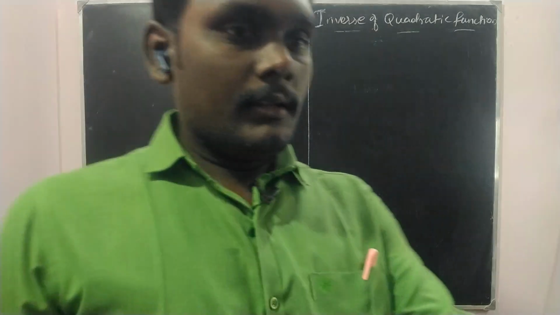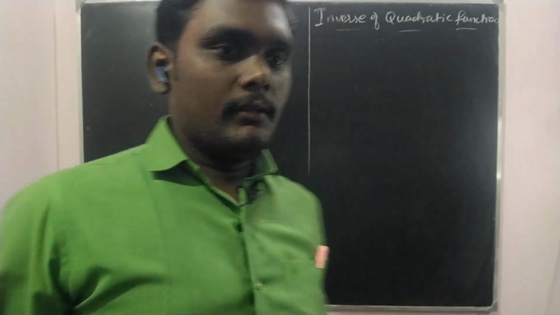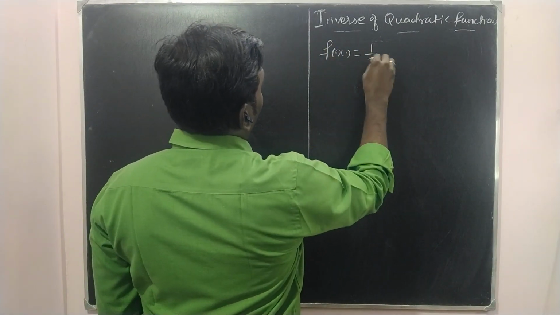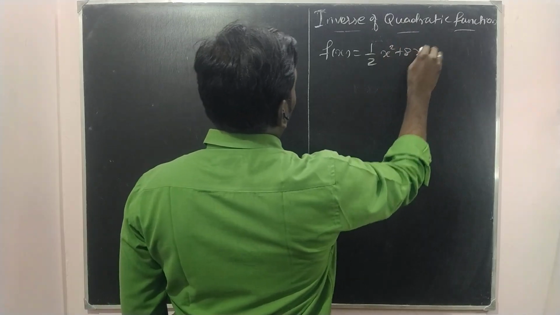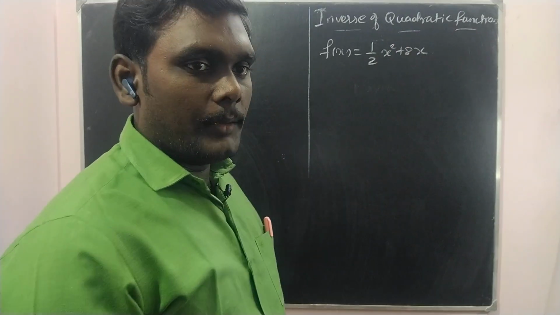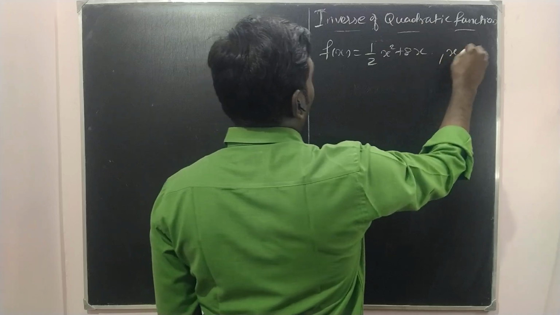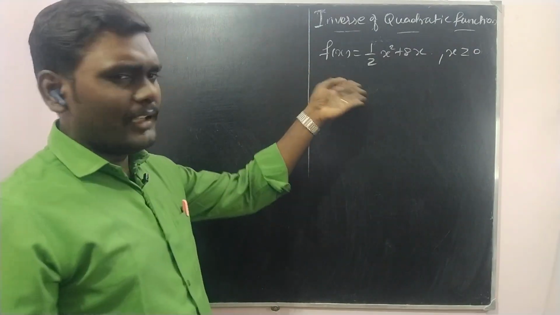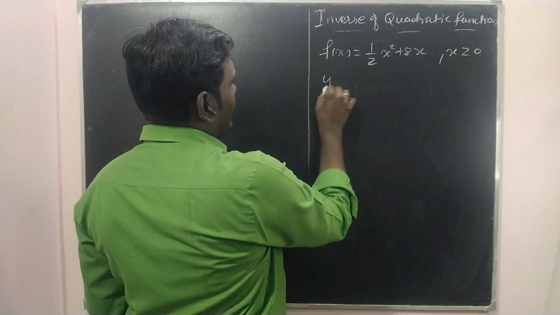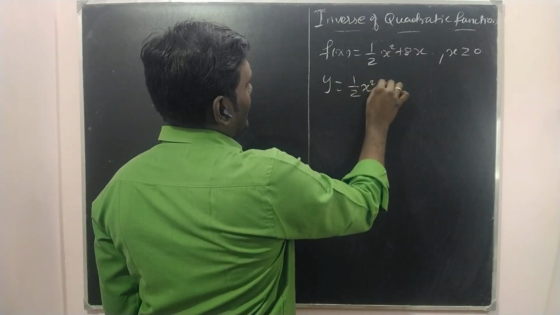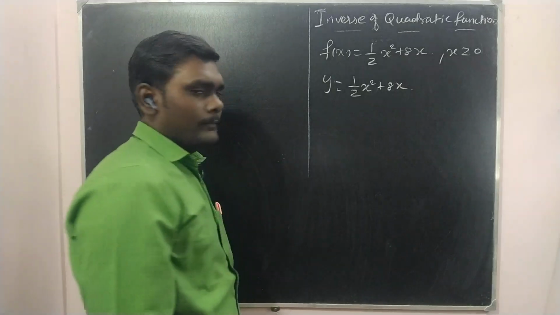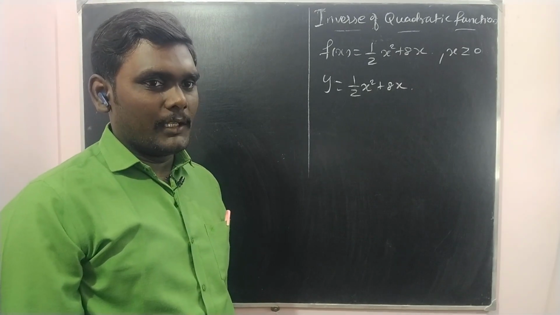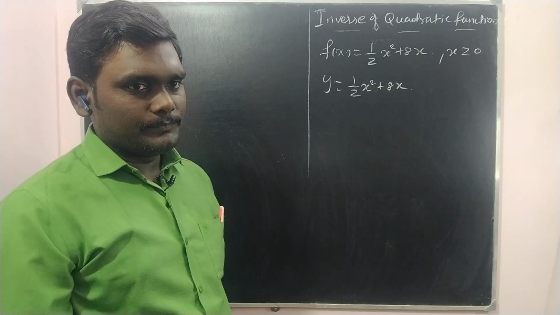Now we will be finding the inverse of the function f of x equals 1 by 2 x square plus 8x. Here x is greater than or equal to 0, as it is defined. Now we will take this as y equals 1 by 2 x square plus 8x. Now we have to represent this in terms of x fully, but we don't know how to.